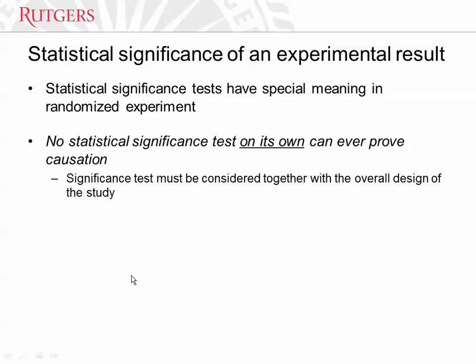Okay, so now let me make a point about statistical significance in an experiment, because it has a particular meaning. Statistical significance tests really do have a meaning in experiments, and often they don't have such a clear meaning in observational studies. If you think about it, a statistical significance test is a test of whether the difference between the control group and the treatment group is due to chance or to something greater than chance.